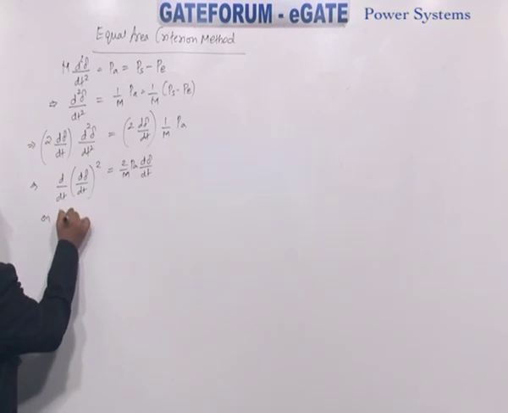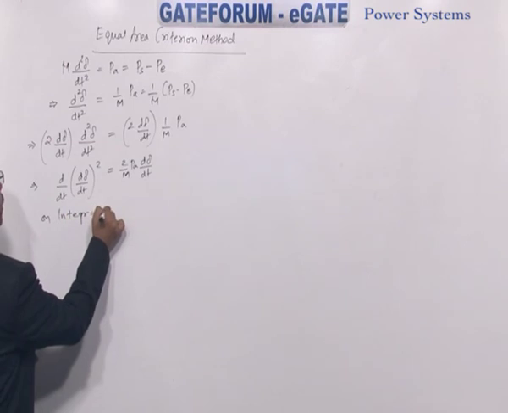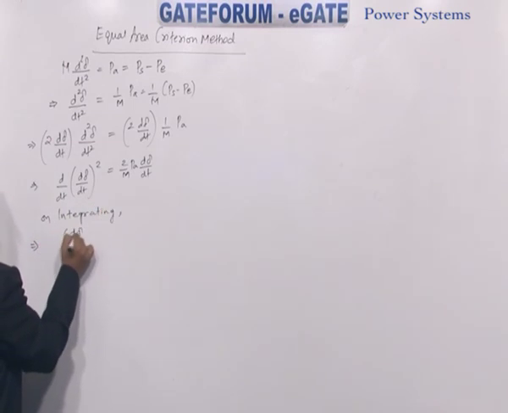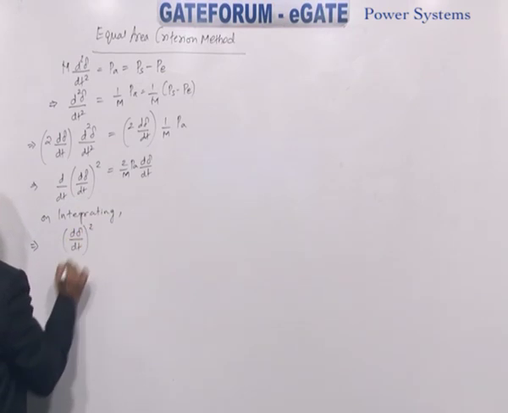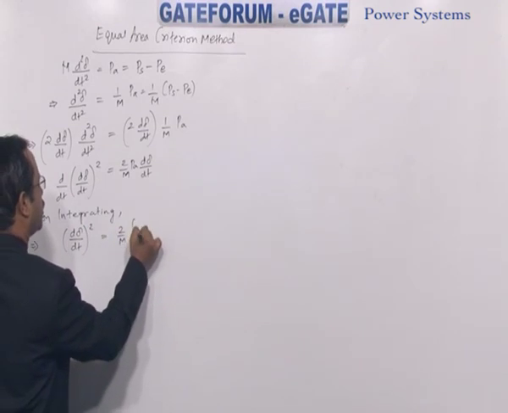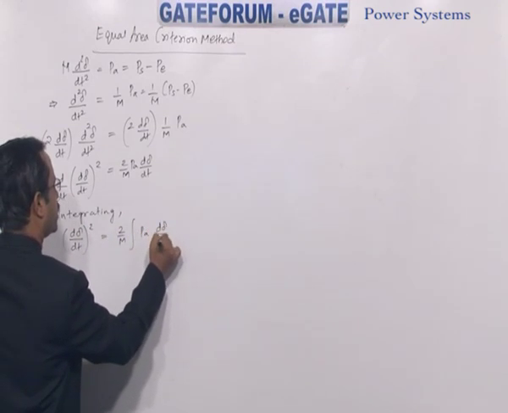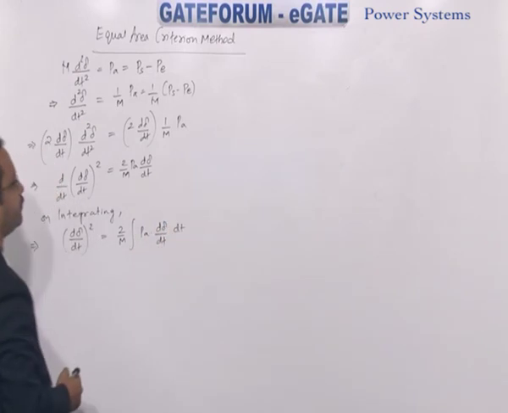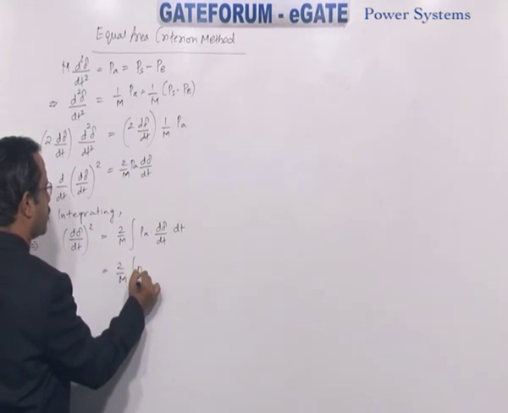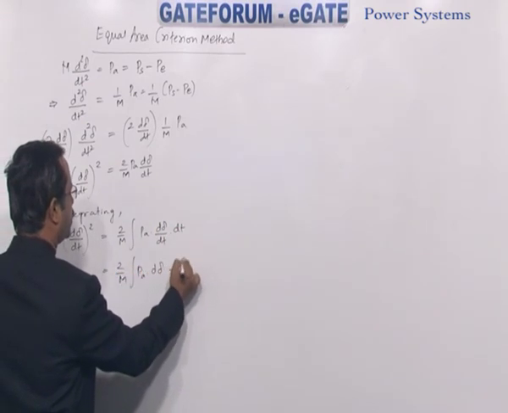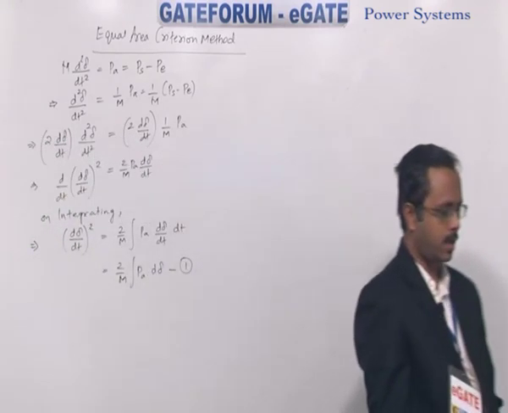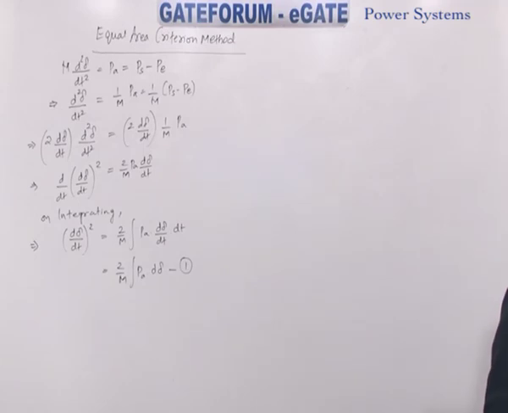Now further you have to integrate. So on integrating, what will you get now? d delta by dt whole square is 2 by M integral Pa d delta. So you get 2 by M times integral of Pa into d delta.